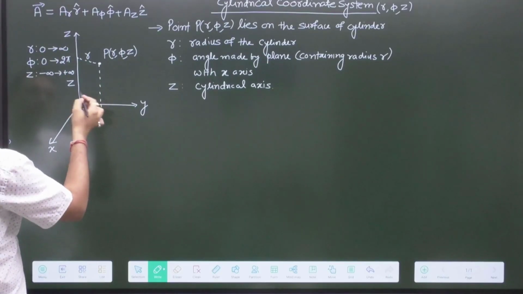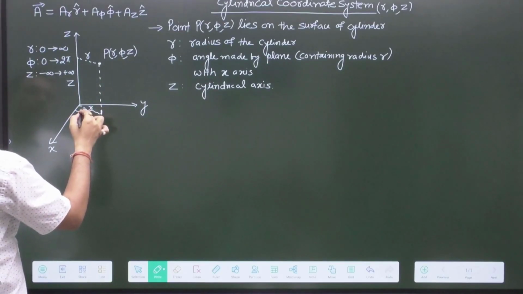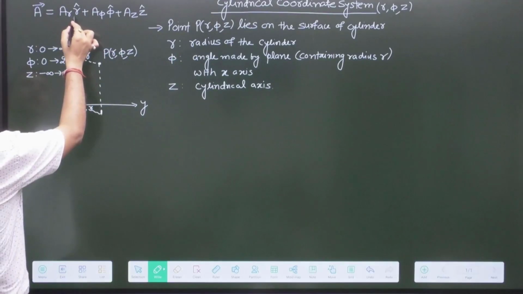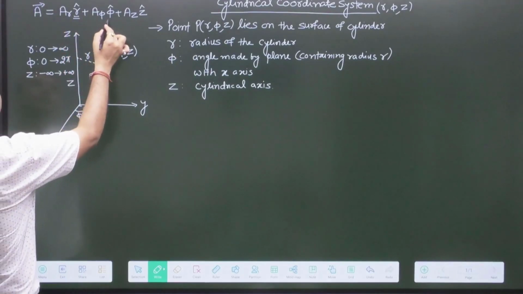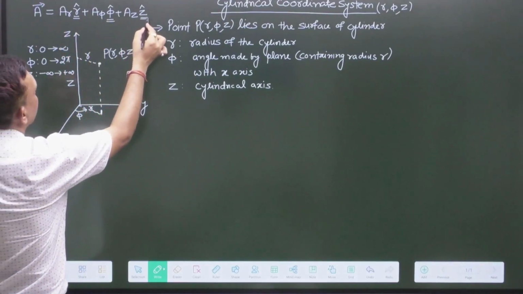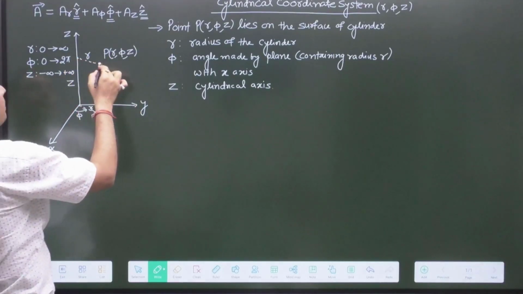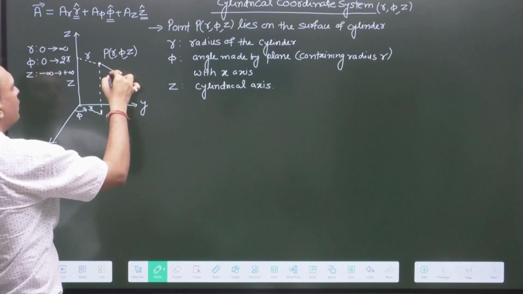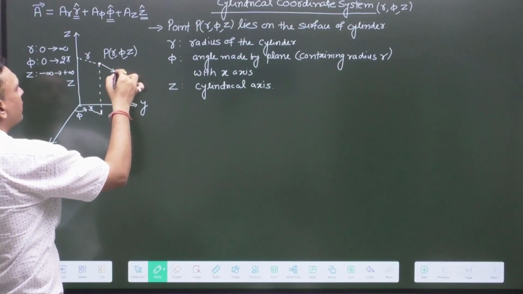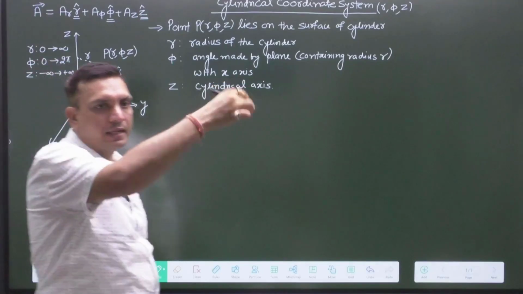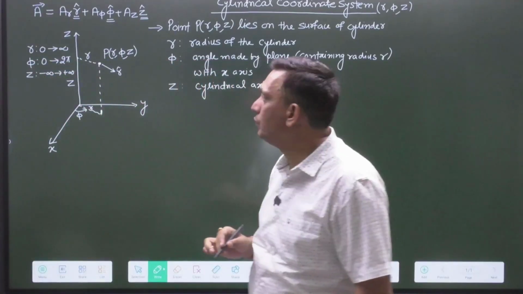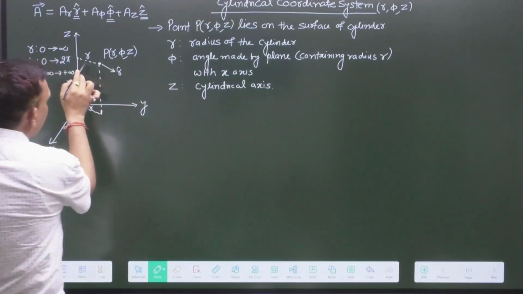Now we have to see what will be the direction of unit vectors r cap, phi cap and z cap. So r cap is the increasing direction of r. In cylindrical coordinates, this is the radially outward direction. If you have a cylinder, r cap is radially outward. So this will be r cap.